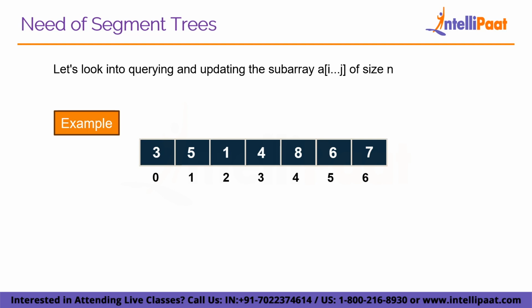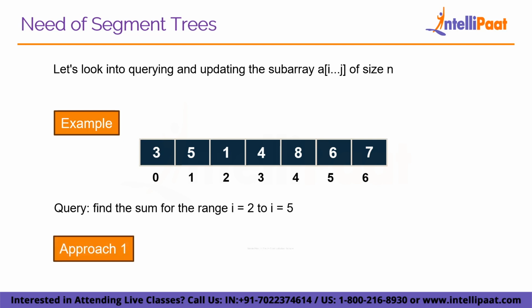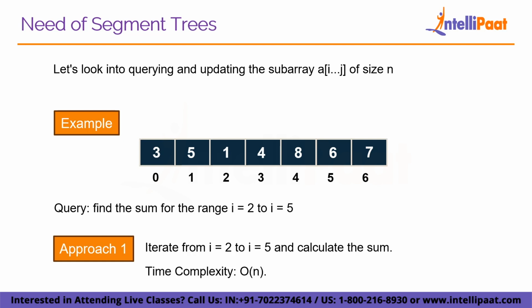Generally, in a segment tree, we perform operations such as query and update. The query operation involves retrieving information from an array, such as finding a sum, minimum, maximum, or the average over a given range. For example, suppose from this array we want to find the sum of elements ranging from index 2 to 5. For this, the very basic approach we can think of is to iterate from i equal to 2 to i equal to 5 and calculate the sum, and we will return the sum as output. But can you think of the time complexity for this approach? It will be order of n.